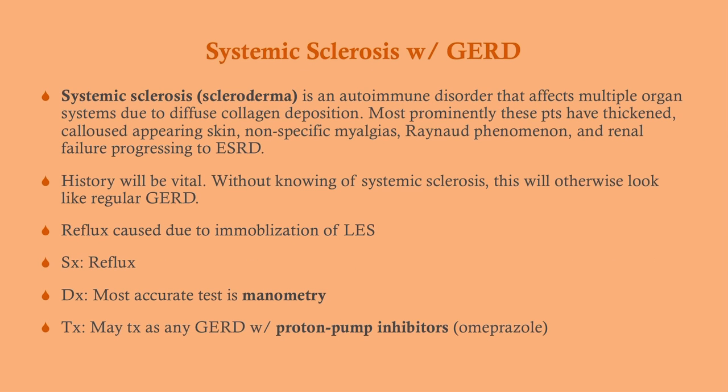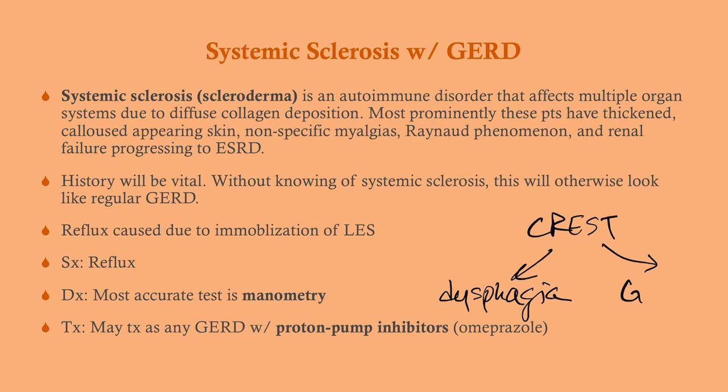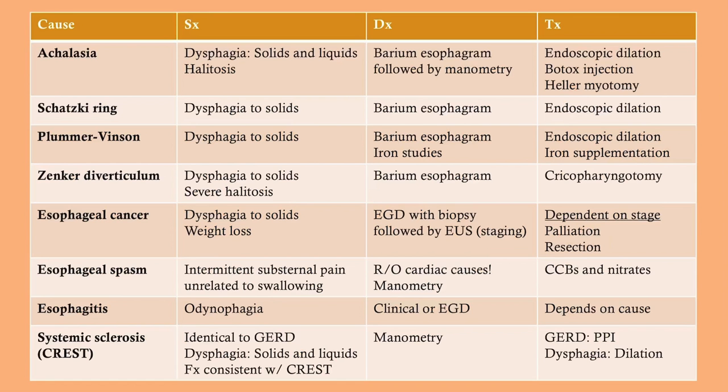Now, finally, we've got systemic sclerosis with GERD. I'm not going to go into this too much here, but suffice it to say that CREST syndrome can cause dysphagia due to poor motility, and it can also cause GERD if it affects the lower esophageal sphincter. So this can manifest in a couple different ways, but you should be aware that dysmotility of the esophagus can be part of the CREST syndrome.